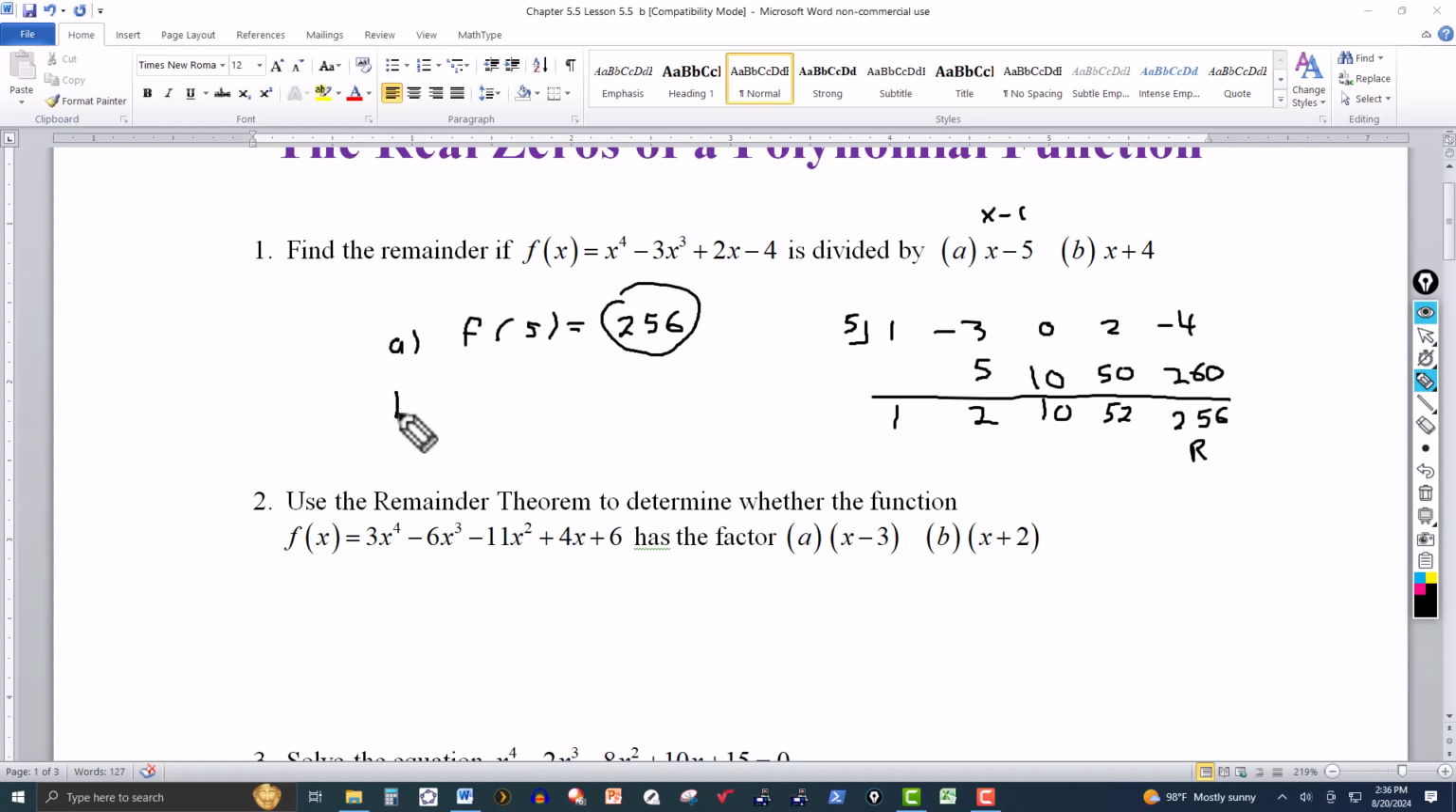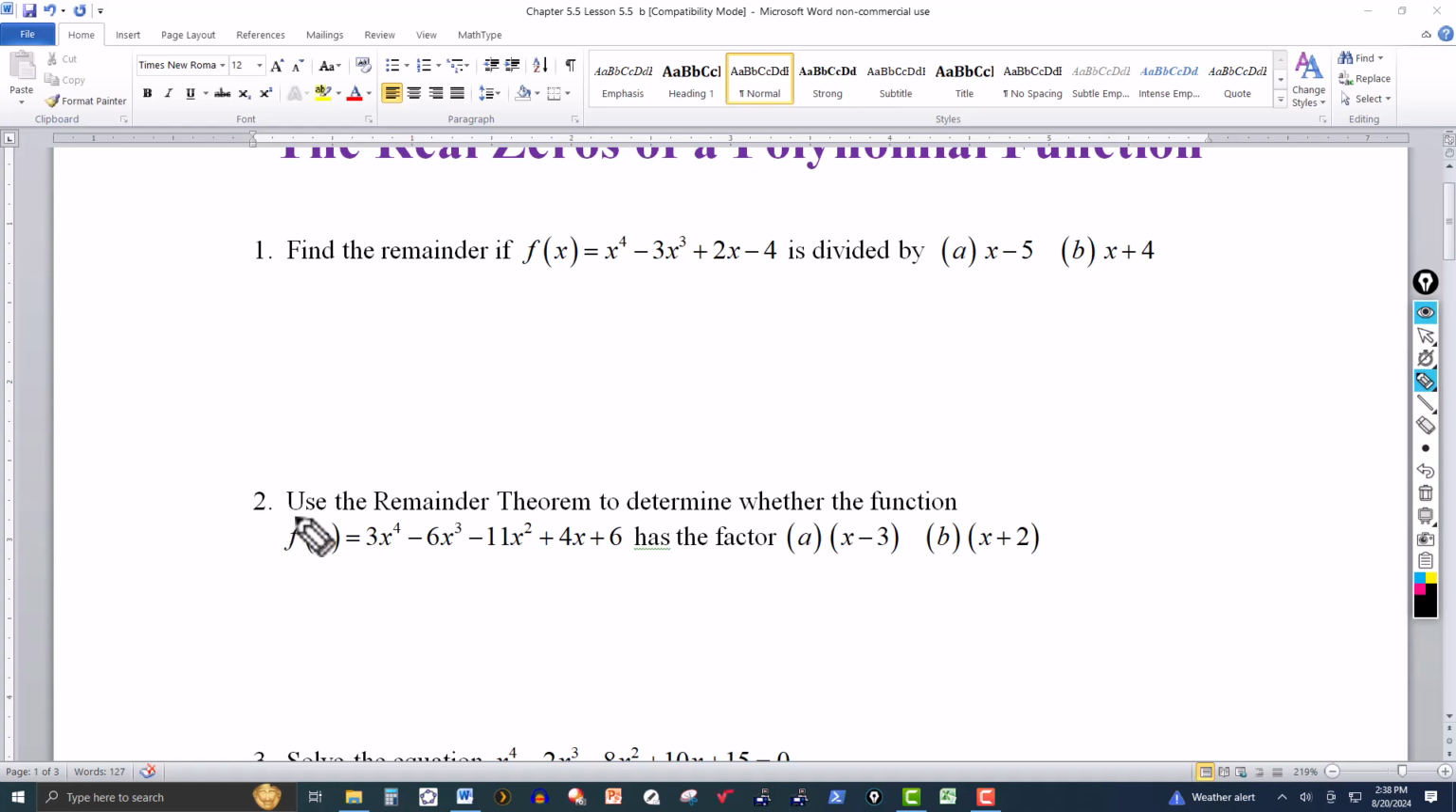Now, for part B, if I do it this way, evaluating, in this case, it's x plus 4. So you're going to write this in the form x minus a minus 4, so it fits the theorem. So then you just evaluate this at minus 4. And if you do that, you get 436. And that's the answer. In other words, if we divided this polynomial using synthetic division or long division, this would come out to 436 here. Here you'd have a negative 4 instead of the 5. So those are the answers for that one.